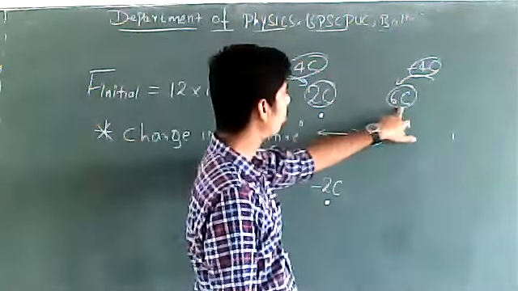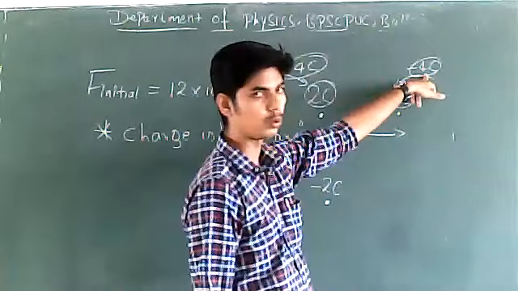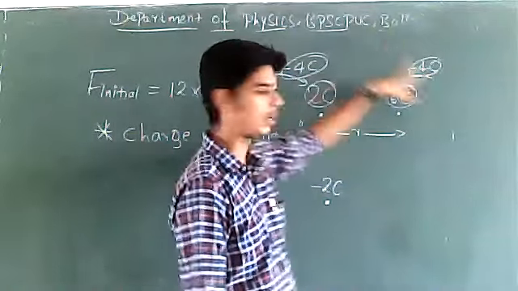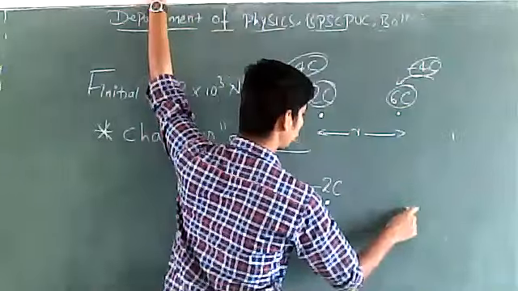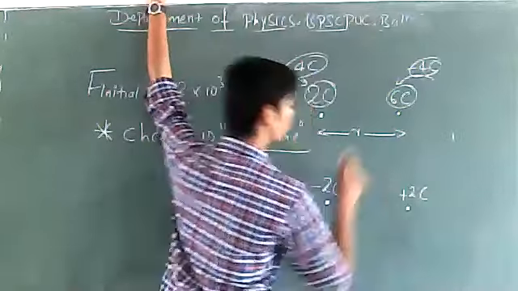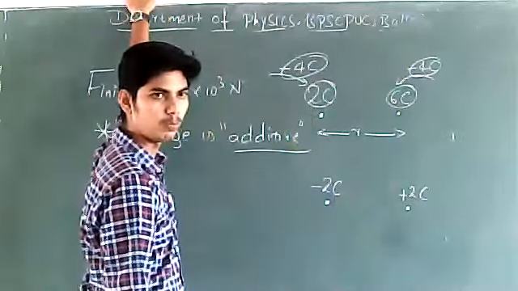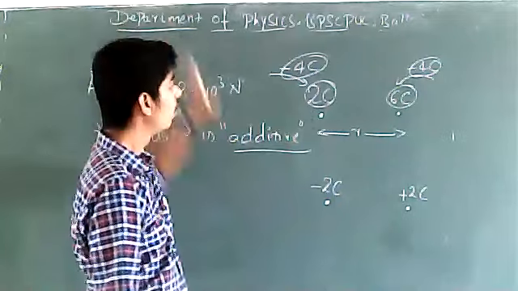And this is 6 coulomb and we are adding minus 4 coulomb to it. So what should be the net charge on this particle? The net charge on this particle should be plus 2 coulomb, right?